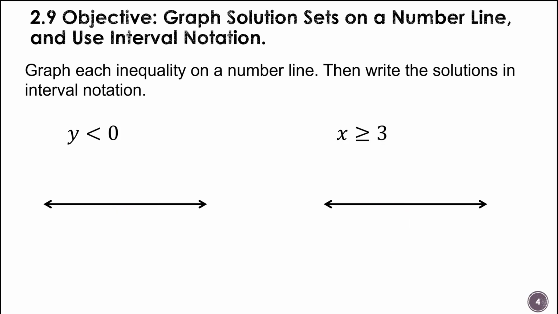Okay, so let's do a little more graphing. This time they're written as an inequality. We're going to graph them, and we're going to write the solutions in interval notation. Now this is just really the same thing 3 different ways. We have the inequality, the graph, and interval notation. So it's usually helpful to graph first in order to write your interval. So the first one says, y is less than 0. That means we're going to do a parenthesis because it doesn't have or equal to. And it's less than, so it goes in this direction.